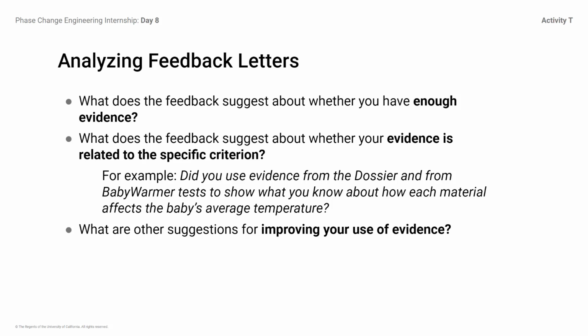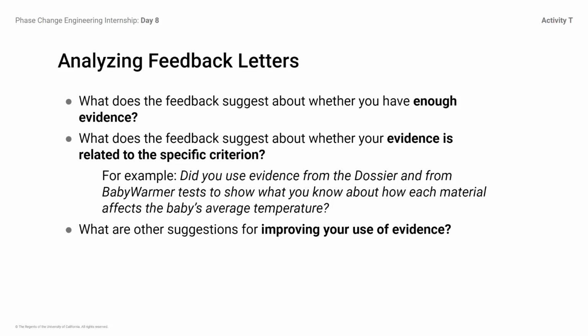Analyzing feedback letters. What does the feedback suggest about whether you have enough evidence? What does the feedback suggest about whether your evidence is related to the specific criterion? For example, did you use evidence from the dossier and from the baby warmer tests to show what you know about how each material affects the baby's average temperature? What are other suggestions for improving your use of evidence? These questions should help you identify feedback from Anton that will help you with writing the final proposal.